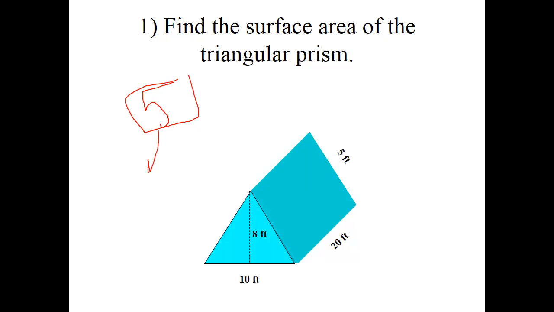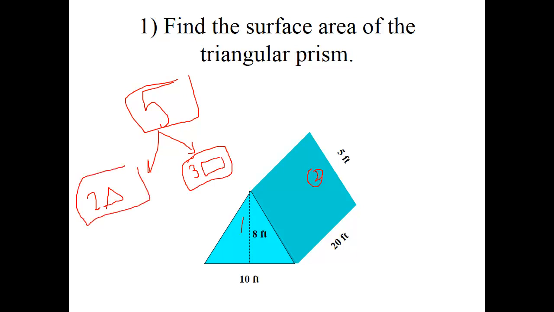2 triangles in the base, one here and one in the back there. And how many rectangles? 3 rectangular sides. So we have 2 triangles and 3 rectangles. So I need to find the area of 5 faces.